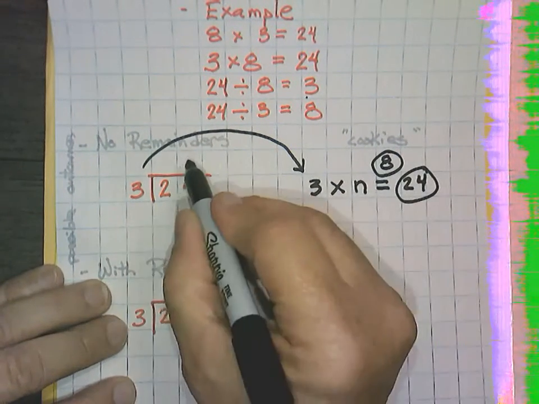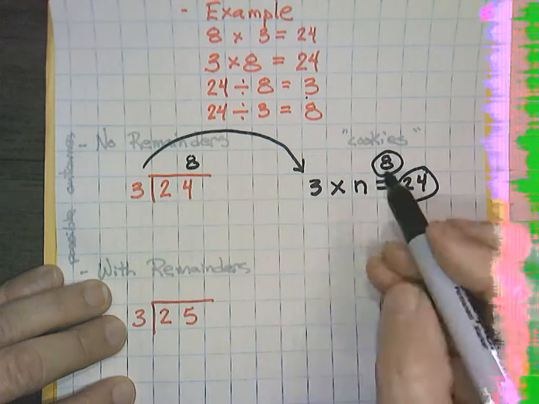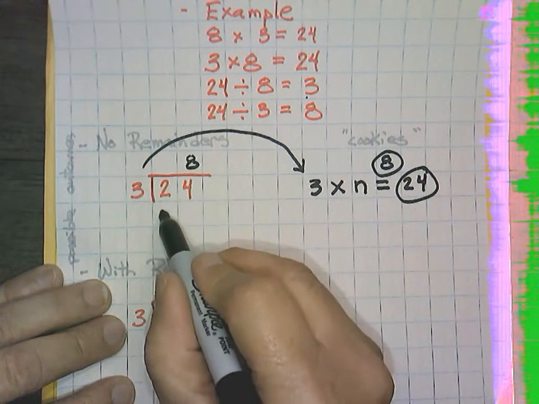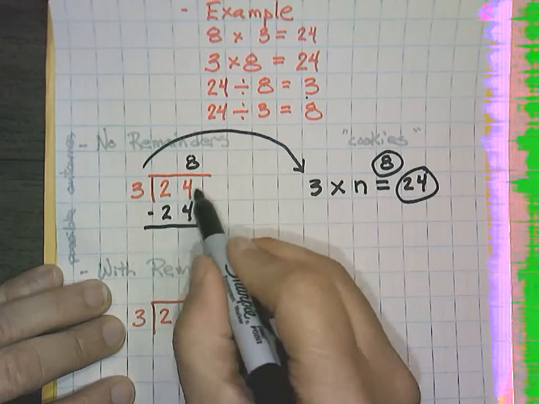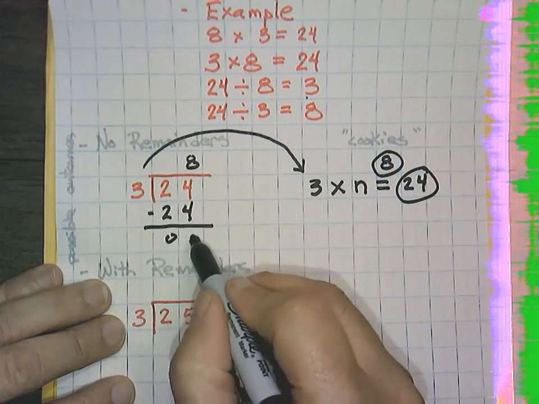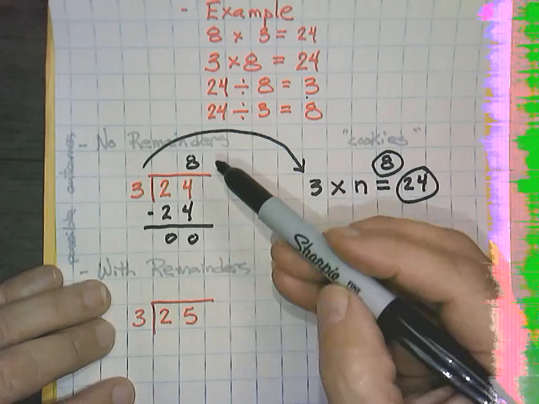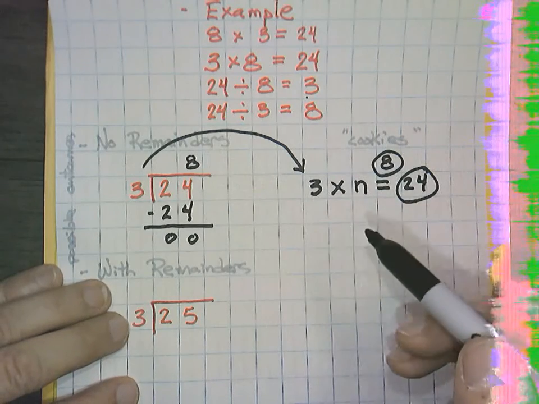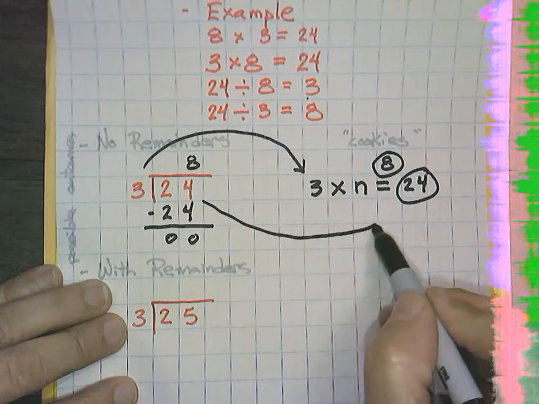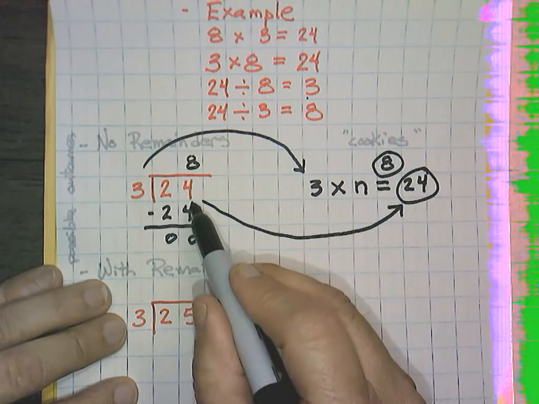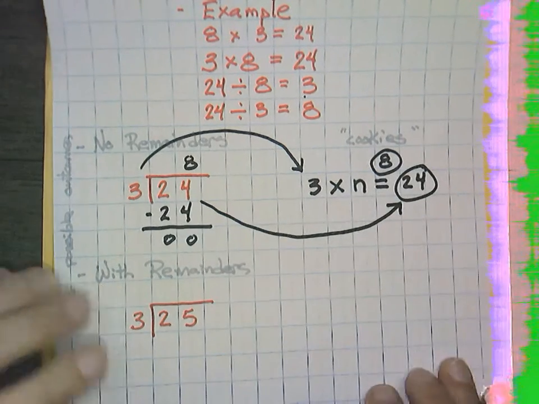The 8 goes on top, and the 24 goes on the bottom. Notice that when I subtract, the numbers are the same. So in this case, there were no remainders. Again, where did I get this 24? I just used my division fact to write my multiplication fact.